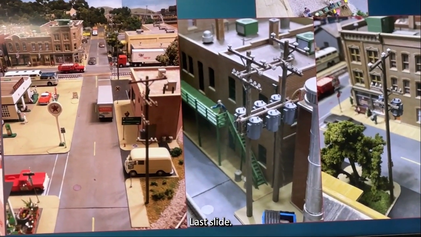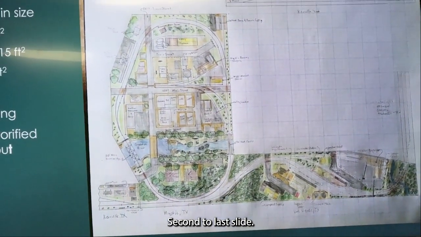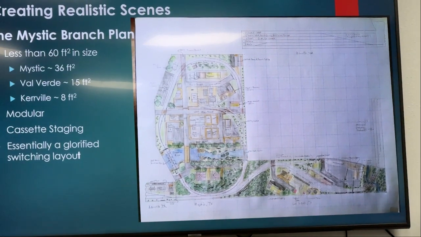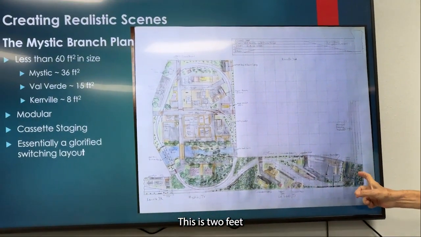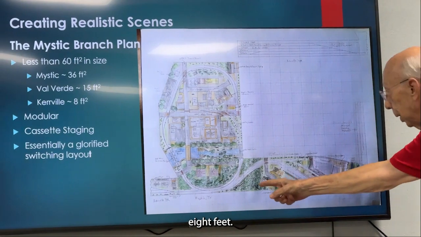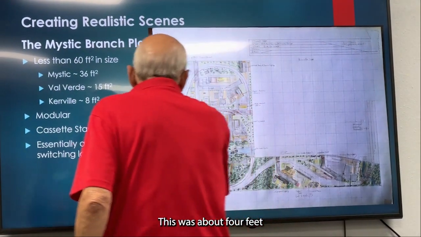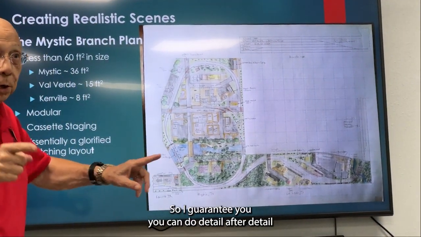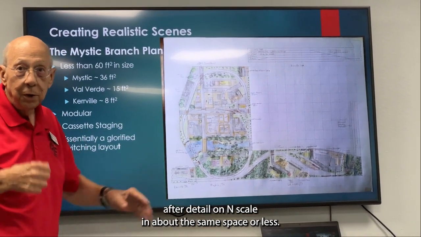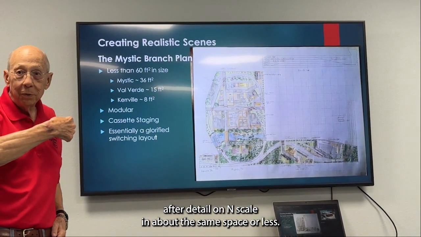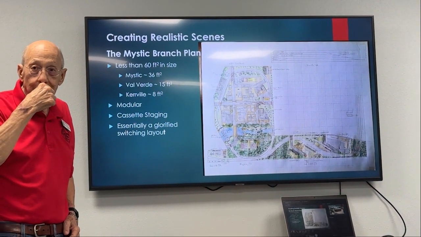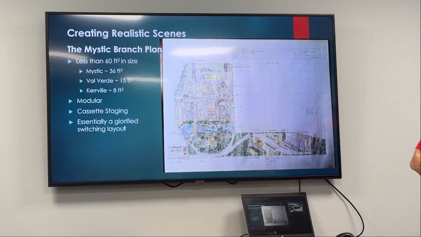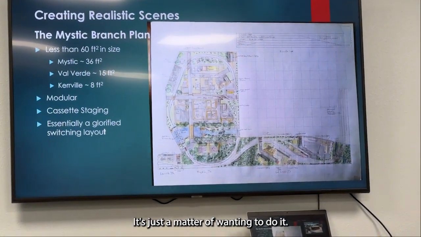All right, last slide, second to last slide. This whole thing took place, this is 2 feet, 8 feet, this is about 4 feet, 1 foot, and 12 inches. So I guarantee you can do detail after detail after detail on an N scale in about the same space or less. So it doesn't take a huge railroad to put details in. It's just a matter of wanting to do it.